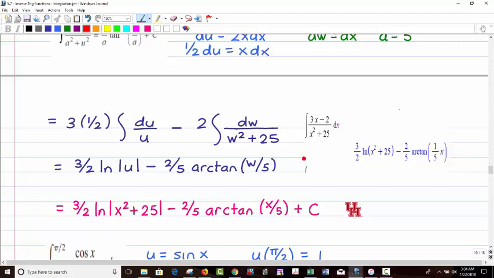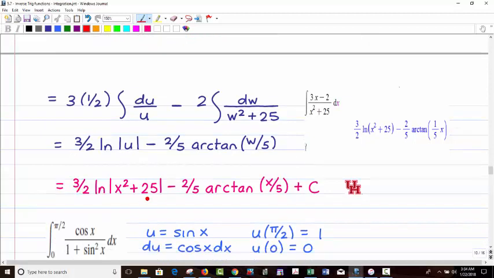So let's see what we have here. So it's 3/2 natural log of absolute value of x squared plus 25, minus 2/5 arctan of x over 5 plus c.